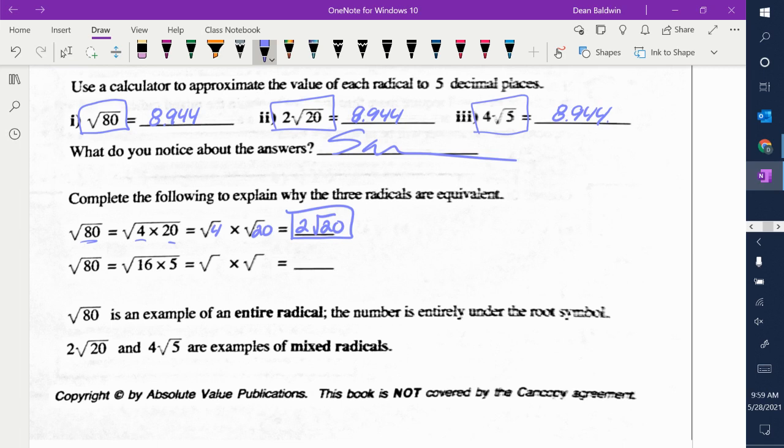But I can also break up 80 into 16 and 5, which is square root of 16 times the square root of 5. Square root of 16 is 4. And then the root 5 is left over. So these, where you have numbers on the outside, are called mixed radicals. And when you have all the numbers on the inside, like this, it's called an entire radical.